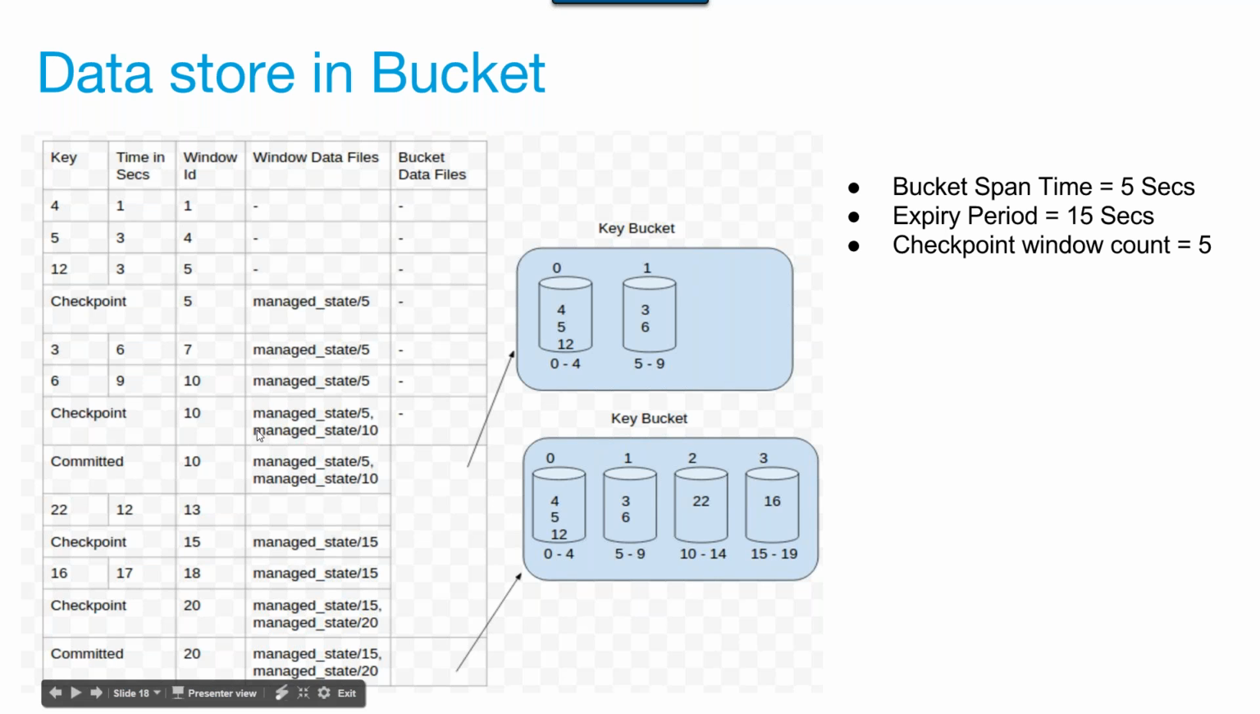That means we need to transfer these window data files to the key data files, as shown in the diagram. As you see here, 0 to 4 seconds belongs to the 0th bucket, and 5 to 9 seconds belongs to the key time bucket 1. And here 4, 5, 12 are in between 0 to 4, so this data is in this time bucket file. These are again time bucket files.